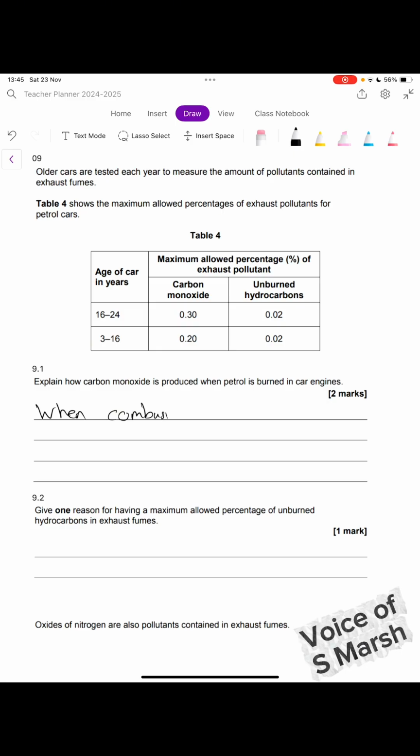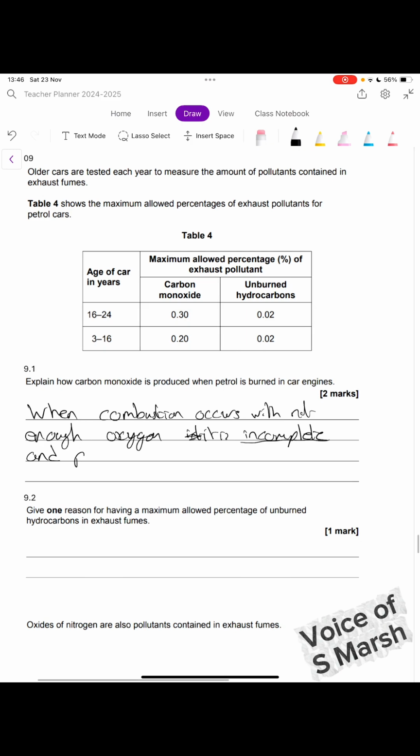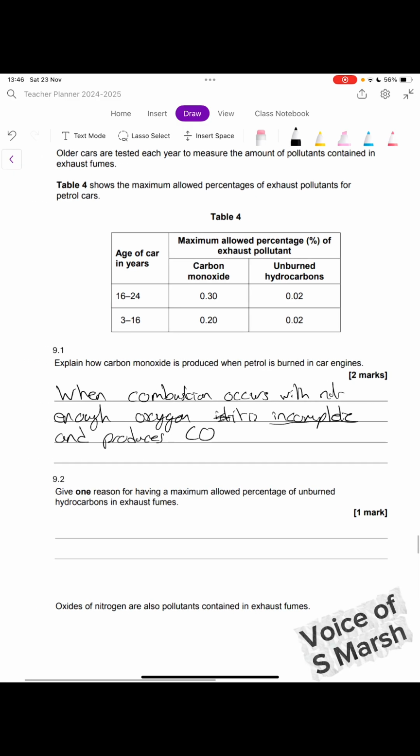Combustion occurs with not enough oxygen, it is incomplete and produces CO or carbon monoxide. So the key point there is not enough oxygen and incomplete combustion.